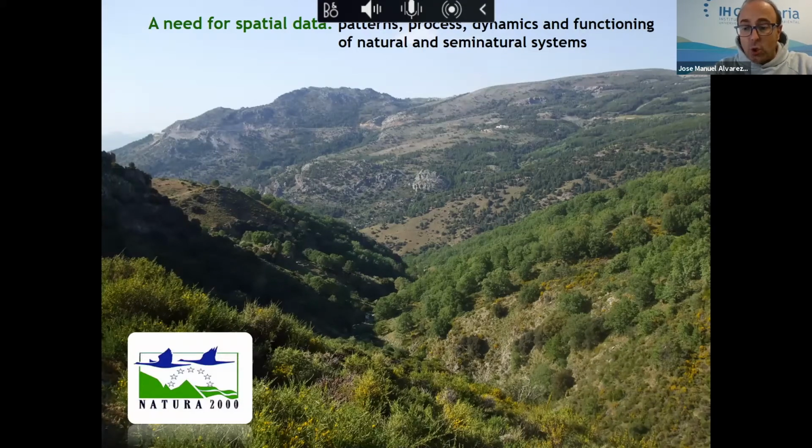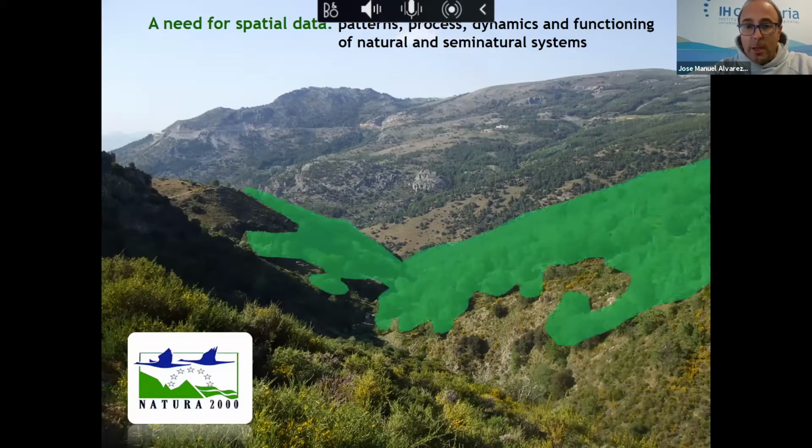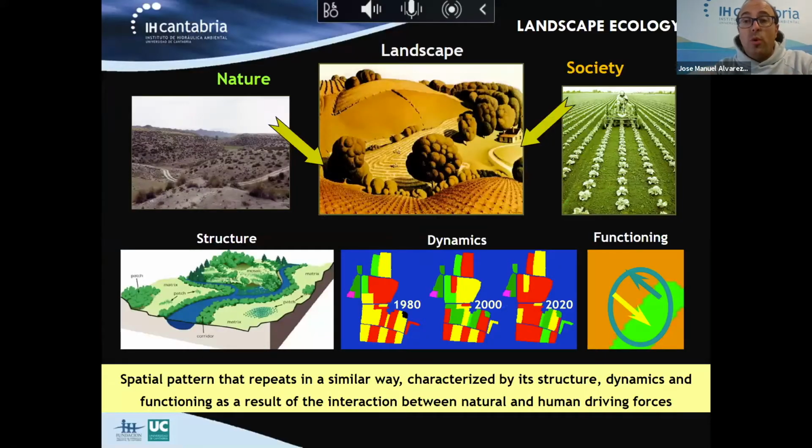So at the end of the day, we can simplify everything by saying that we need spatial data. So we need patches. We need to simplify the complex landscapes that we have there, to be able to work with the ecological theory. If we understand the landscapes as landscape ecological theory tells us, we have to understand that they are complex mosaics that are driven by nature and society, which implies a dynamic in the structure and, of course, a dynamic in the functioning.